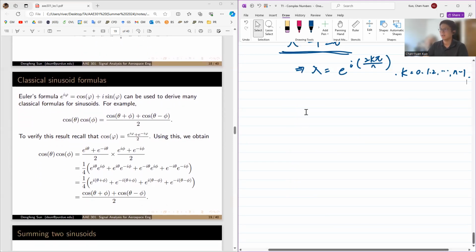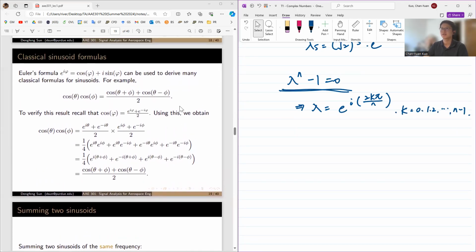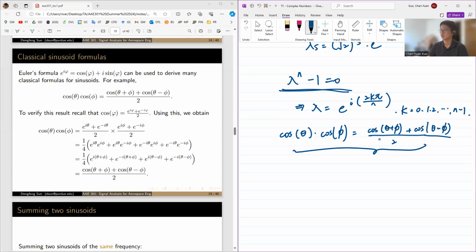And the last thing I want to talk about before I end the class today is how we can use Euler's formula to prove some trigonometric identities. So let's see this identity here: cosine theta times cosine phi equals cosine of theta plus phi plus cosine of theta minus phi, over 2. Let's see how we can prove this using Euler's formula.